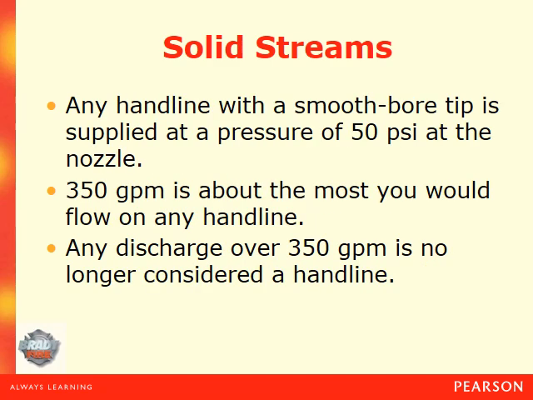Any hand line with a smoothbore tip is supplied at a pressure of 50 psi at the nozzle, and you're going to need to remember that for future calculations, guys. Smoothbore tips must have a minimum pressure of 50 psi at the nozzle. 350 gallons per minute is about the most you would flow on any hand line. Any discharge over 350 gallons per minute is no longer considered a hand line, but a master stream.